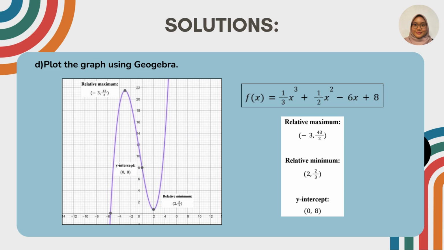For question 1b, we sketch the graph of the function using GeoGebra. So the given function is f(x) = 1/3 x^3 + 1/2 x^2 - 6x + 8.